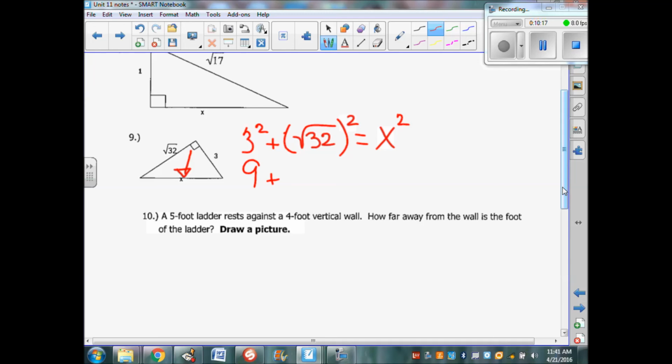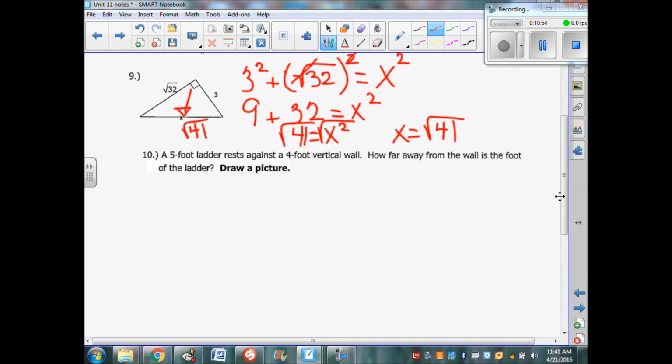9 plus, remember, squaring and square rooting undo each other, and you're just left with the number that's underneath the radical. 9 plus 32 is 41. And to undo something squared, I take the square root. So I'm left with x is equal to, now is 41 on our perfect square list? It's not, and it can't be simplified. So my hypotenuse is the square root of 41.